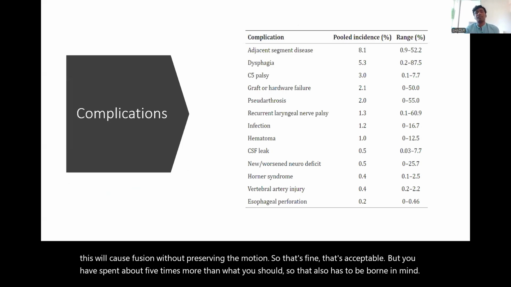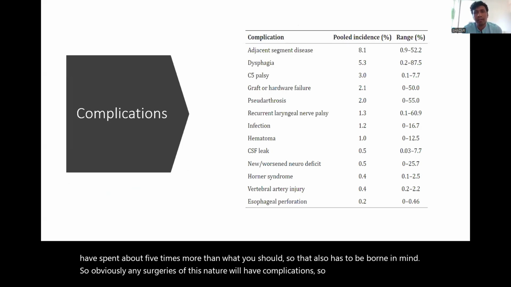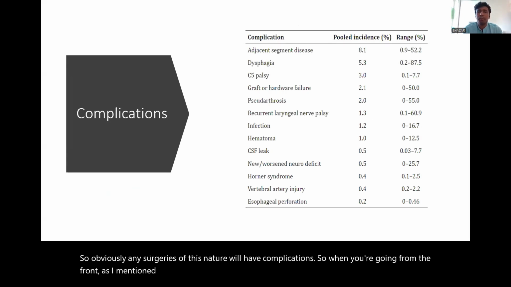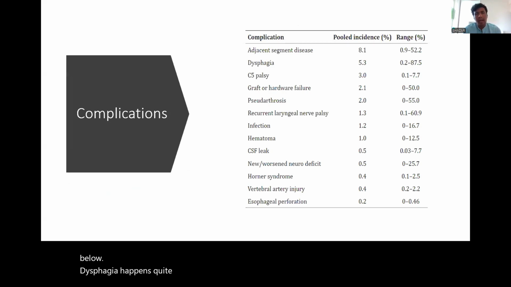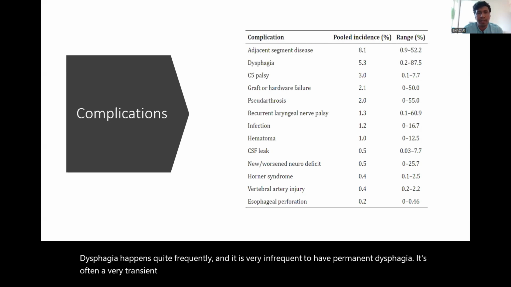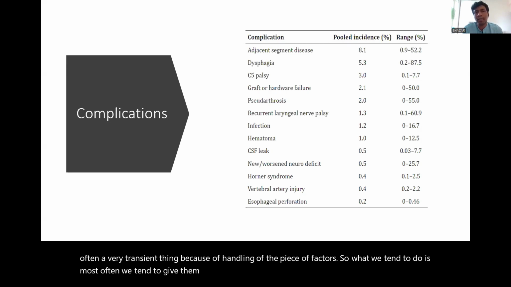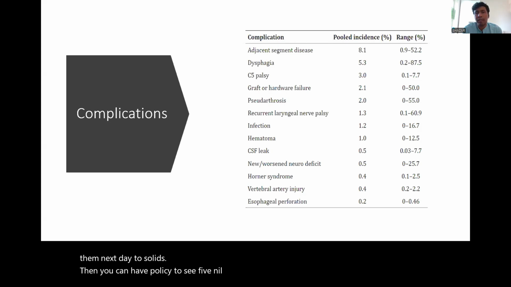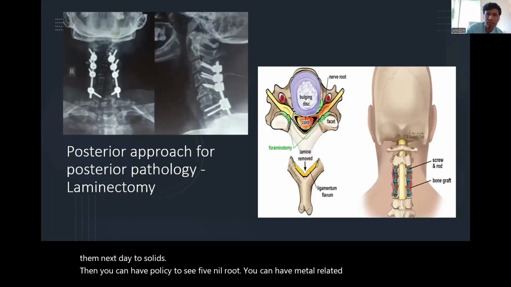So obviously, any surgeries of this nature will have complications. When you're going from the front, as I mentioned before, the most important thing is degeneration of levels above and below. Dysphagia happens quite frequently, and it is very infrequent to have permanent dysphagia. It's often a very transient thing because of handling of the esophagus. So what we tend to do is most often give them some liquids on the same day and progressively introduce solids the next day. Then you can have palsy of the C5 nerve root. You can have metal-related complications and so on and so forth.